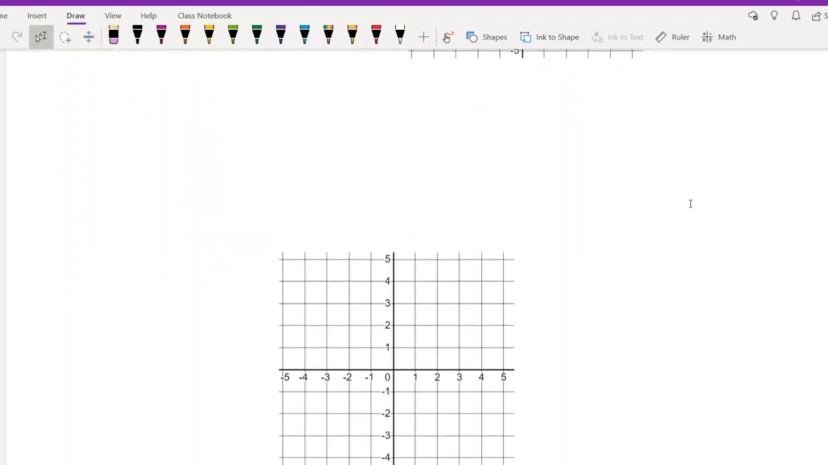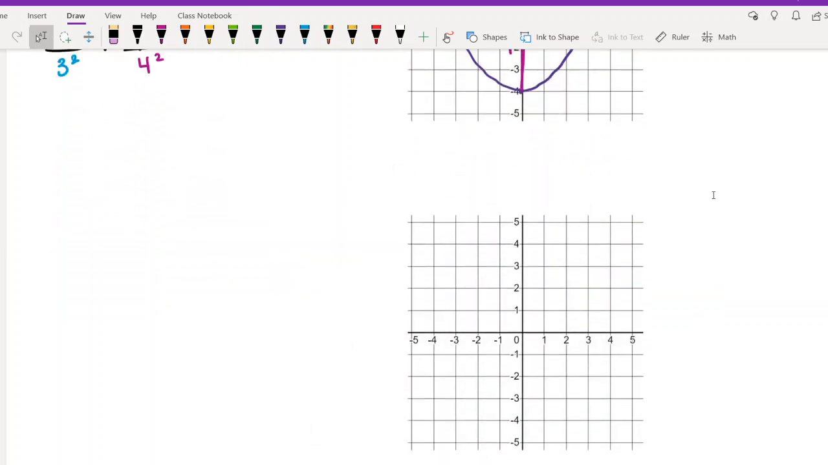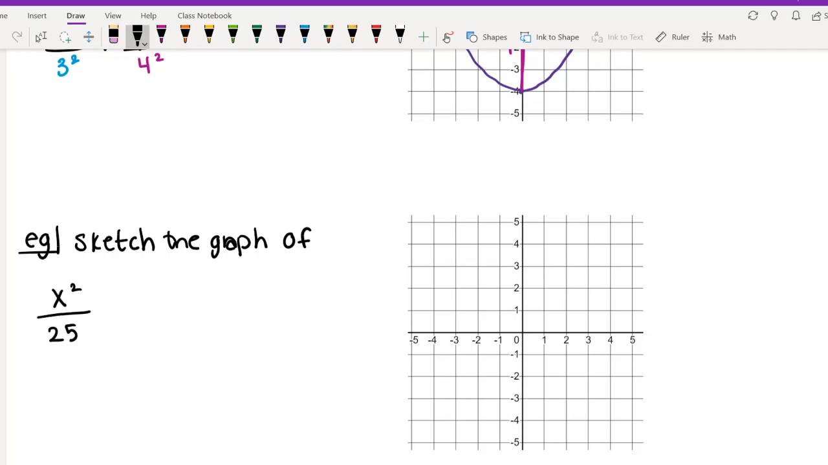Okay, let's do one more. Actually, I lied. We're going to do 2 more. But one of them is a little different. So here we're going to sketch the graph of x squared over 25 plus y squared over 4 is equal to 1.